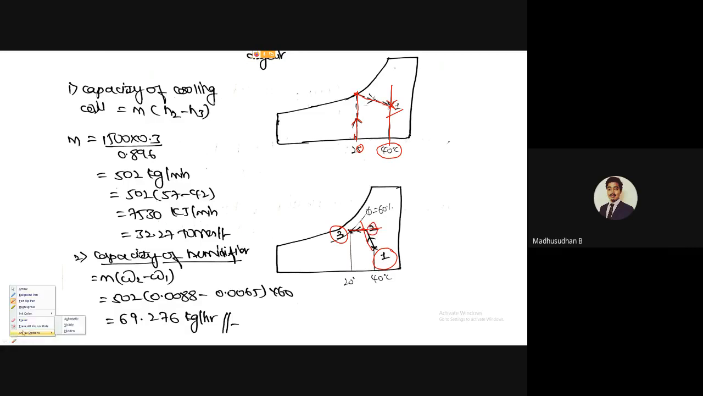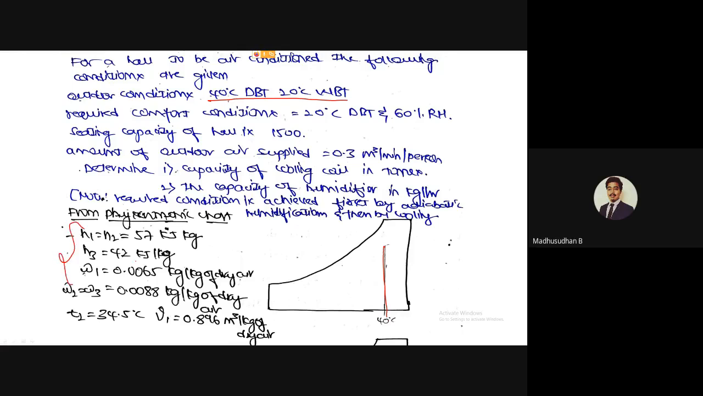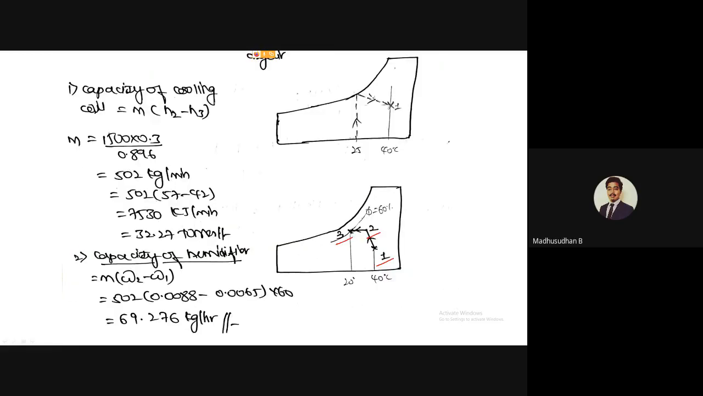So once you've got state 1, state 2 and state 3, you will be getting the values from the psychometric chart. You know how to extract the values of enthalpy, how to extract the values of omega 1 and omega 2, and even the T2 and the specific volume from the psychometric chart. Okay, once you have done this, this is very important. The mass flow rate is given by seating capacity 1500 into 0.3, which is given, and 0.816 is your specific volume at the inlet. So if you substitute all this, you will get the mass flow rate.